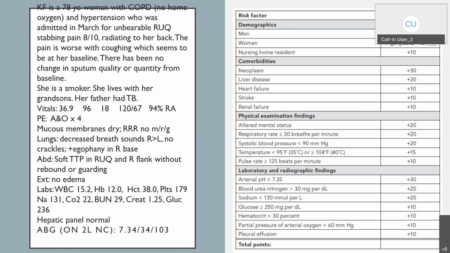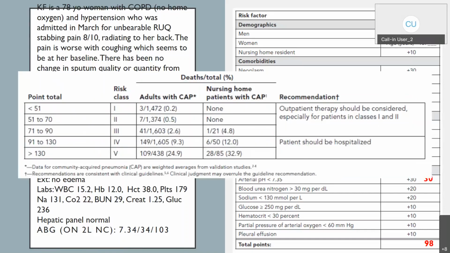So she gets 68 points for her age minus 10, and 30 points for having a pH on her blood gas that's less than 7.35, which puts her PSI score at 98. And then looking at the table of risk, she's in category 4, and hospitalization is recommended for her.